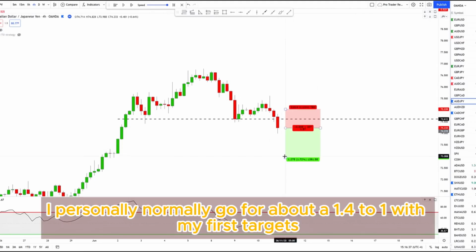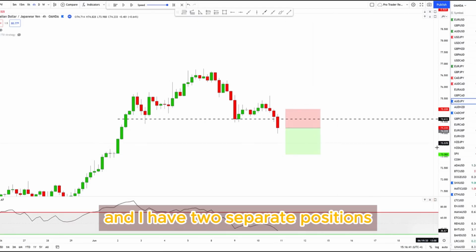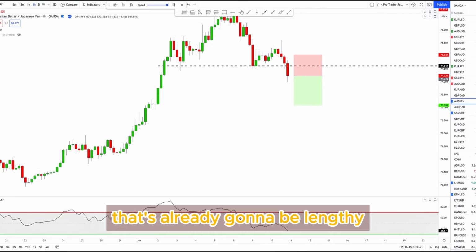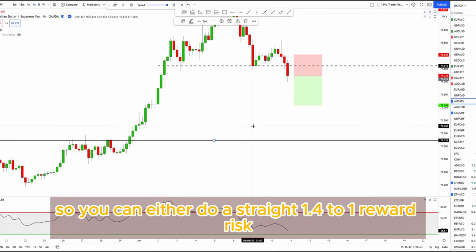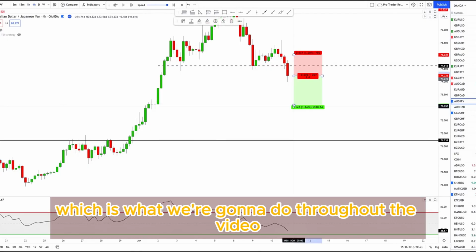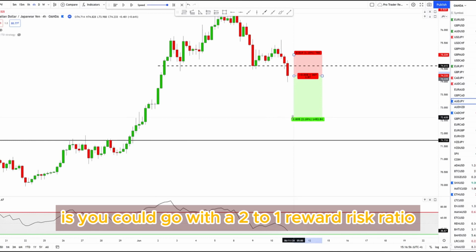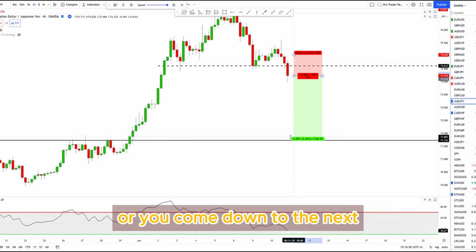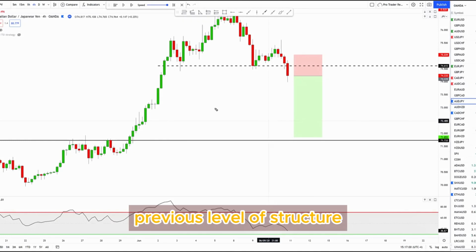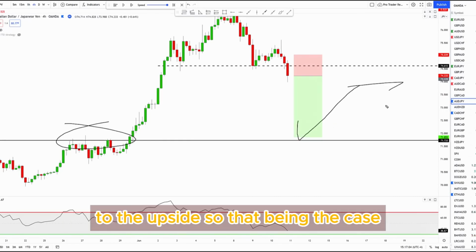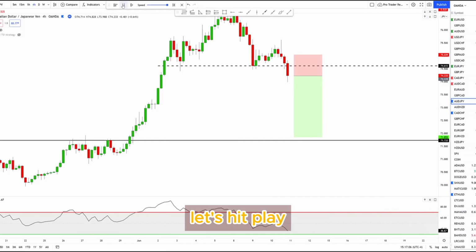I personally normally go for about a 1.4 to 1 with my first targets, and I have 2 separate positions. That's way too complicated to get into in this video that's already going to be lengthy, so you can either do a straight 1.4 to 1 reward to risk, which is what we're going to do throughout the video, but some other examples of things you could do is you could go with a 2 to 1 reward to risk ratio, or you can come down to the next previous level of structure that you think the market will bounce off of to the upside. So with that being the case, let's hit play.